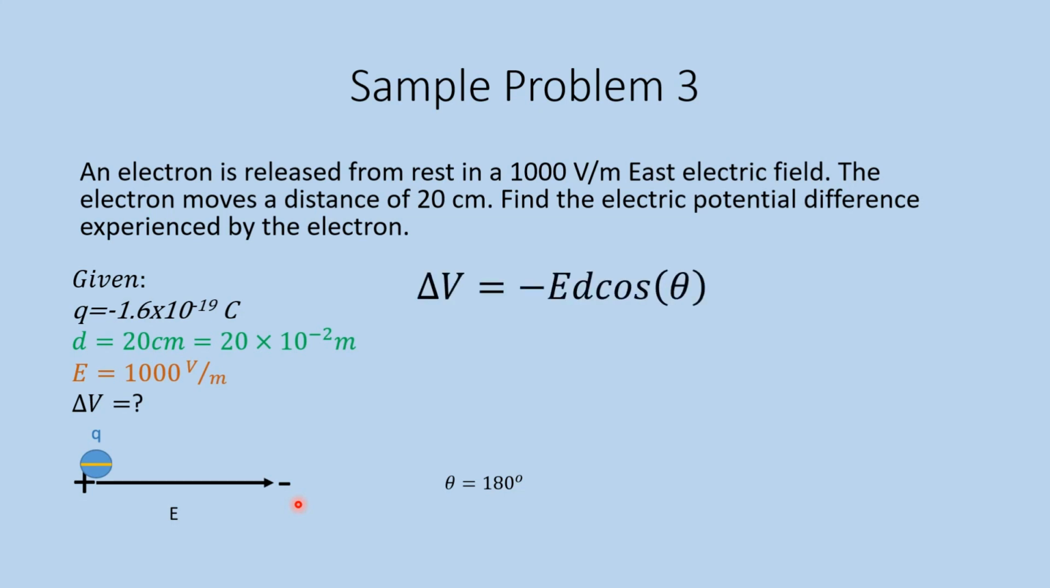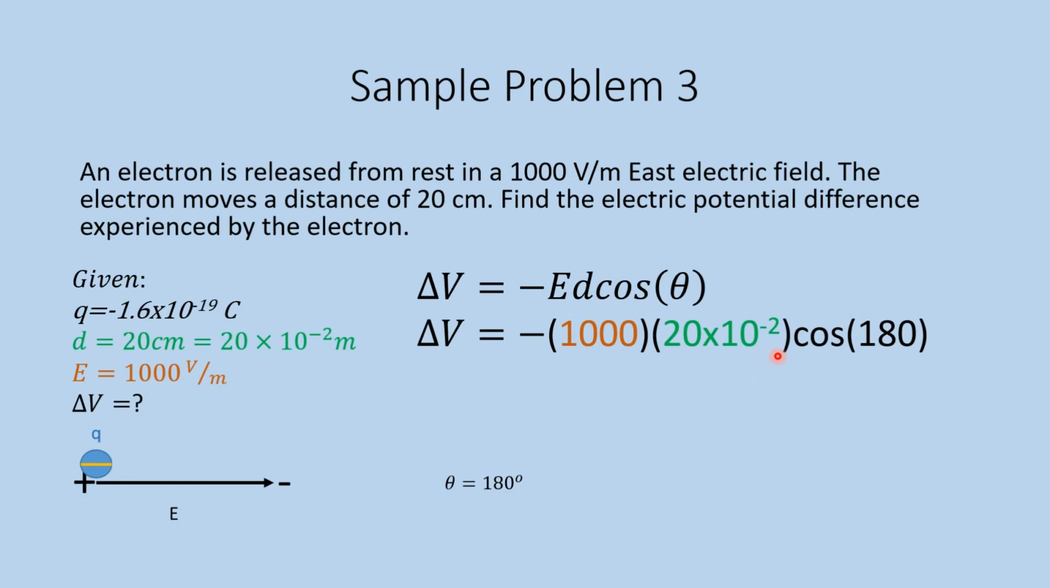So we apply the formula delta V equals minus E D cosine theta. We replace E is 1000, D is 20 times 10 to the power of negative 2 after being converted to meters, cosine theta, which is cosine 180. And the answer is positive 200 volts.